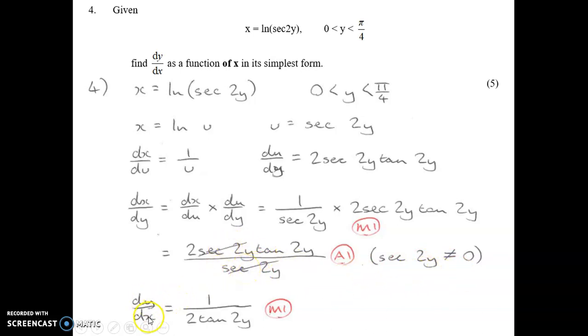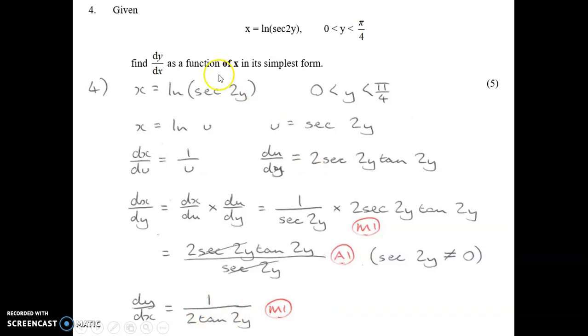So we end up with dy by dx being 1 over 2 tan 2y. So there I've just taken my dx by dy, which was 2 tan 2y, and found the reciprocal of it, dy by dx equals 1 over 2 tan 2y. So there was an accuracy mark if you got to this stage, and then another method mark once you'd found dy by dx in terms of y.